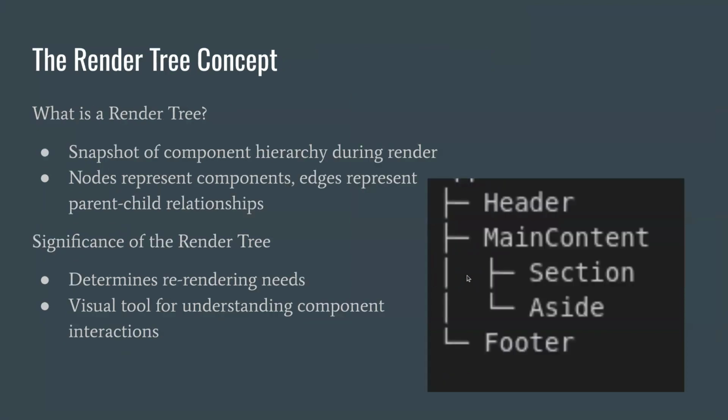The render tree concept. So the render tree is a concept that represents the structure of a React application at any given point in time. It's essentially a snapshot of the component hierarchy during the rendering process. Each node in this tree represents a React component, and the connections between nodes represent parent-child relationships. And this structure is crucial for React to determine which components need re-rendering when state or props change.